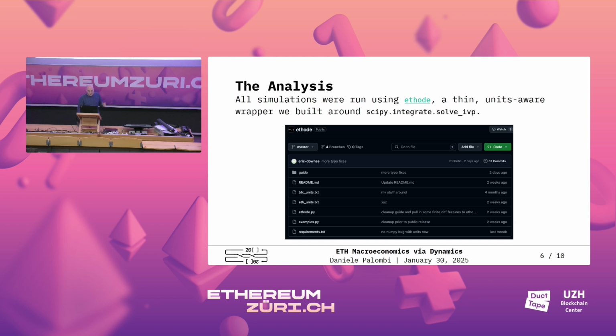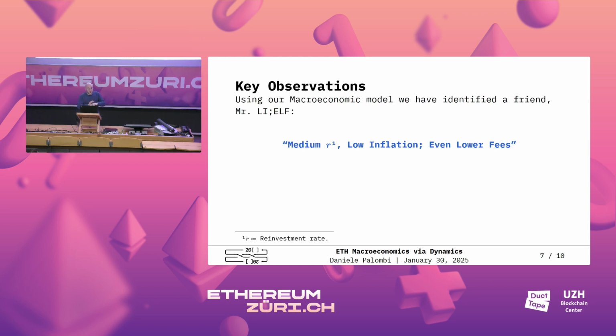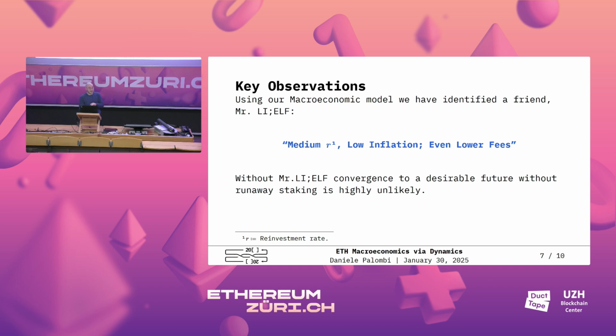Now, the non-technical part, okay? Or the takeaways from the model we actually came up with and studied. The first one is that in order to avoid runaway staking, we have identified this, let's call it a discipline, a general idea on how to go about this, which is: keep a medium reinvestment rate, keep low inflation, and keep even lower fees. Without this, convergence to a desirable future without non-super long-term runaway staking is basically unlikely.